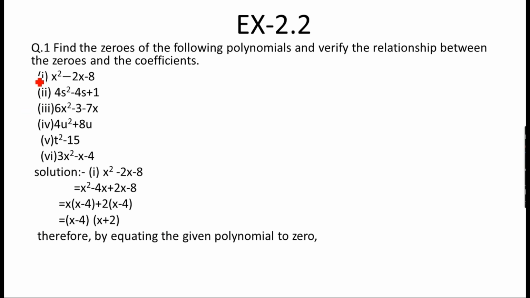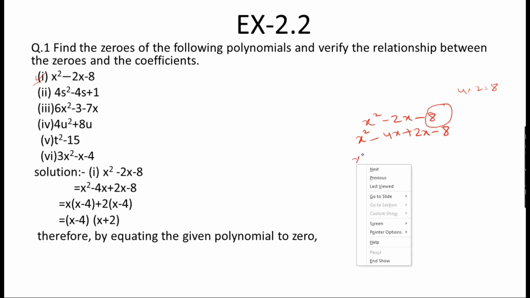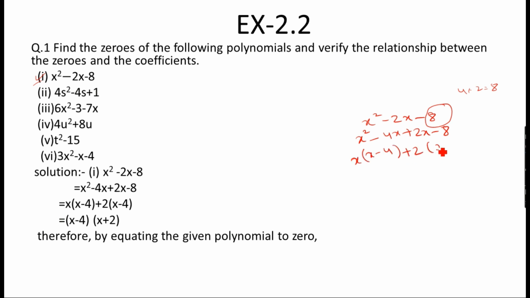First part. Here we have given x square minus 2x minus 8. Here we know that the factors of 8 are 4 cross 2 is equal to 8. We can write it like this: x square minus 4x plus 2x minus 8. Take x common from it. We get x minus 4 plus 2 times x minus 4. Then we get x plus 2 and x minus 4.